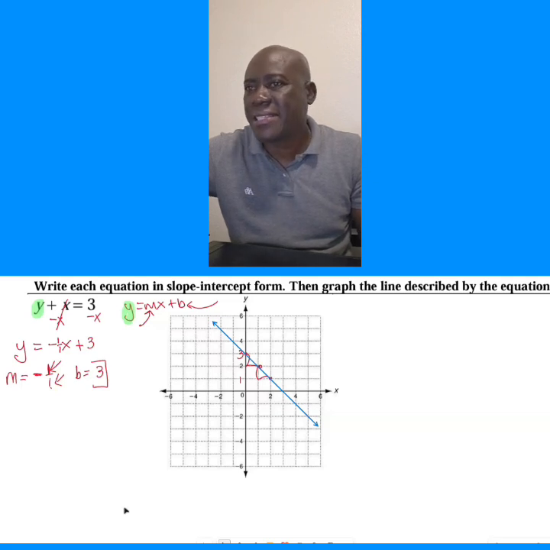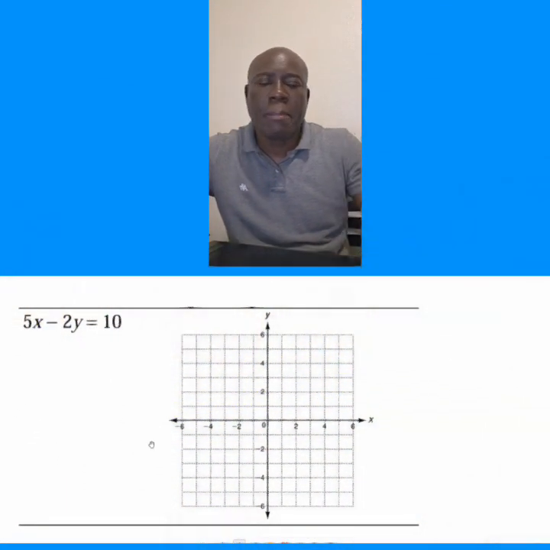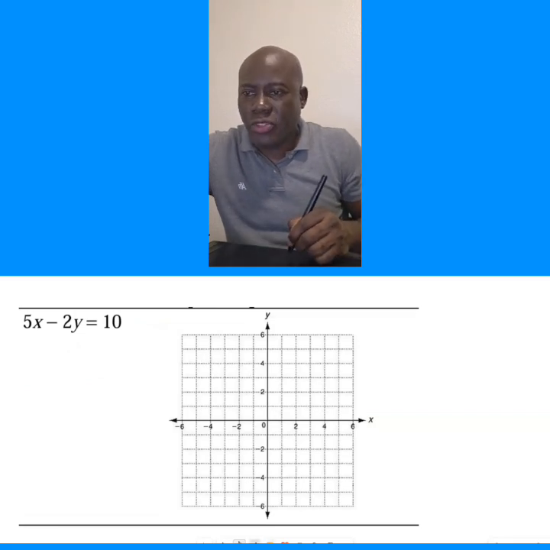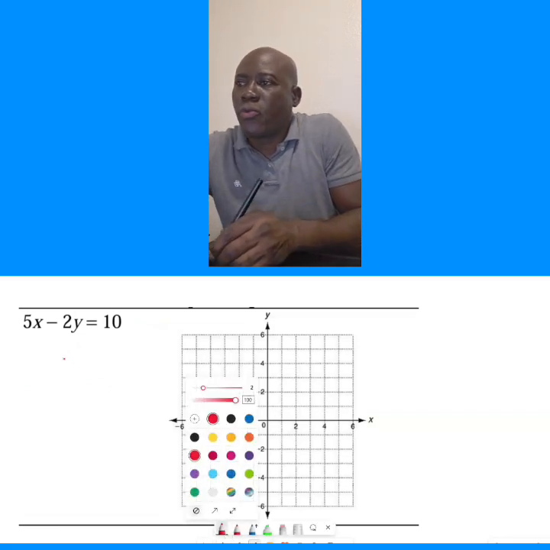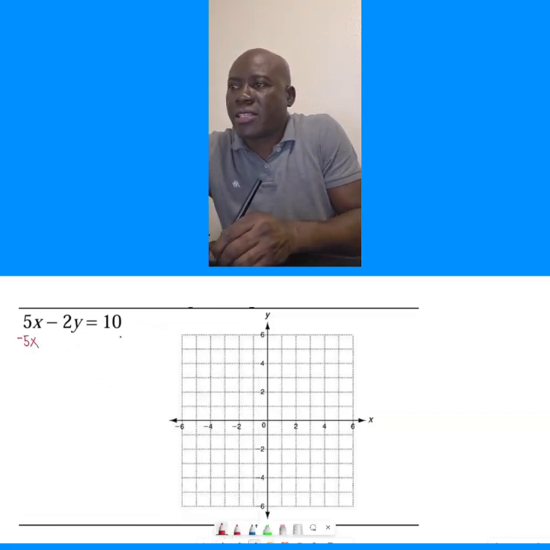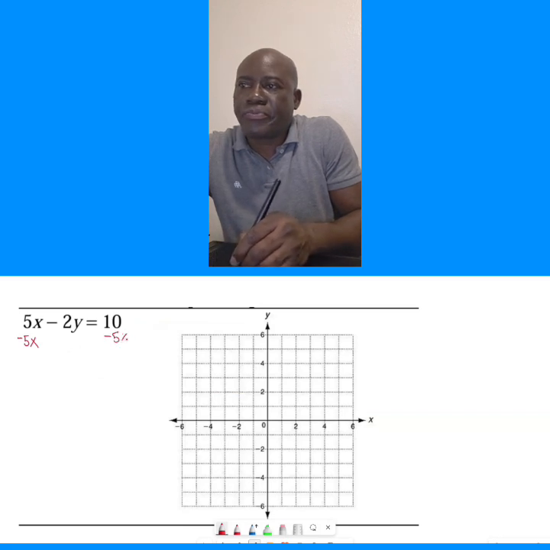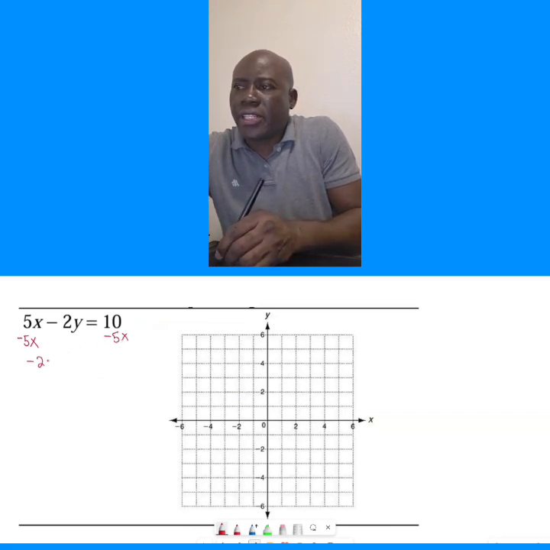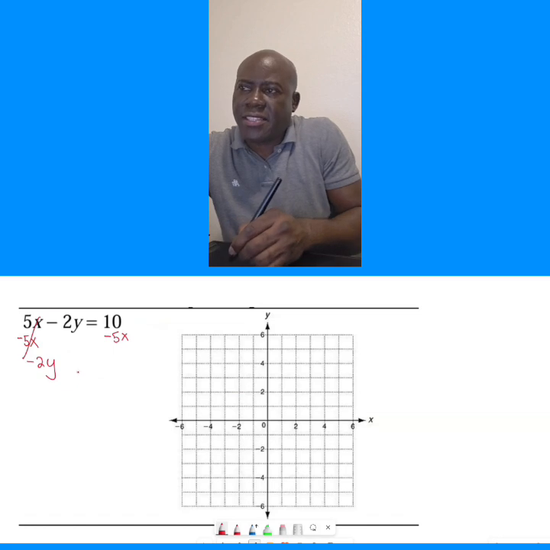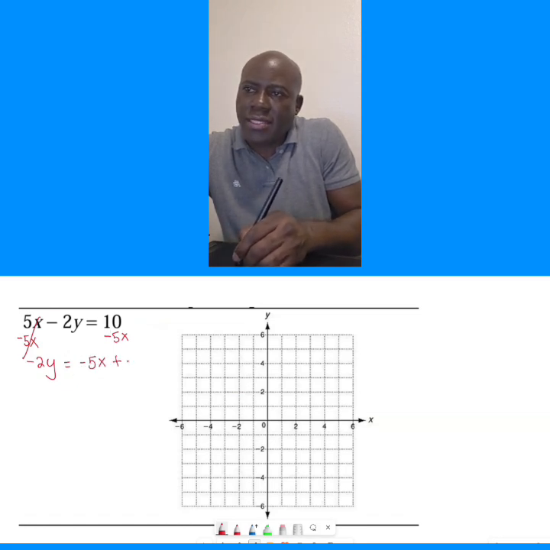Let's take a look at a second question. We're going to do something similar here. We're going to make y the subject. So we're going to subtract 5x from both sides. We're left with -2y. This is gone, that's 0. And this is equal to -5x plus 10.